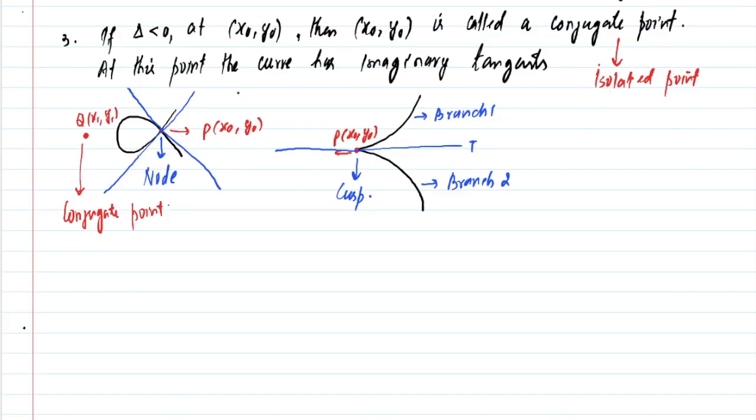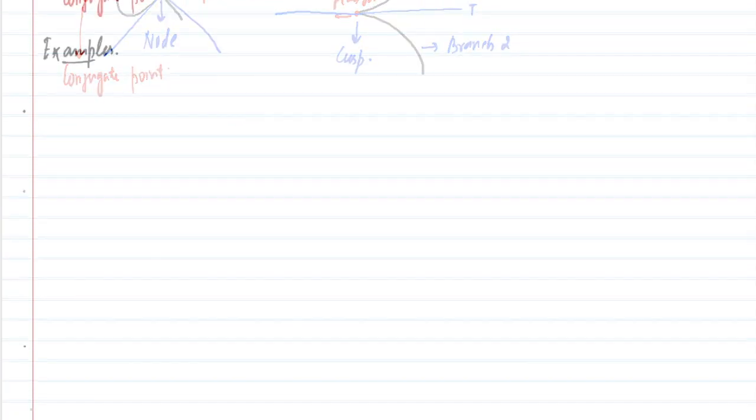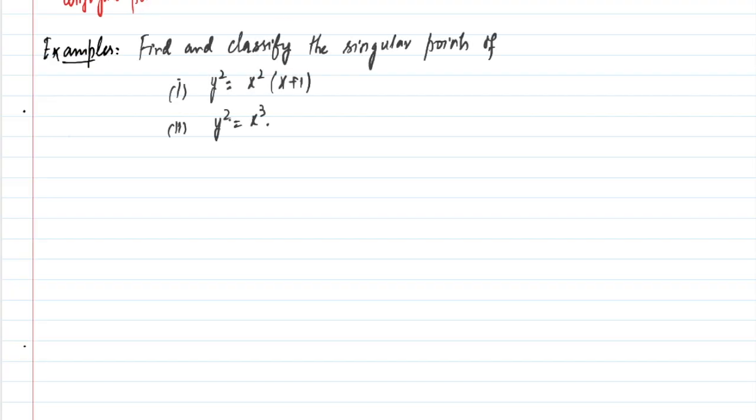Now let's move towards taking some examples. Here we take one example where we will find and classify the singular points as nodes, cusps or conjugate points. So this is our example. We want to find and classify the singular points of these two curves. Now let's take up the solution of the first one.